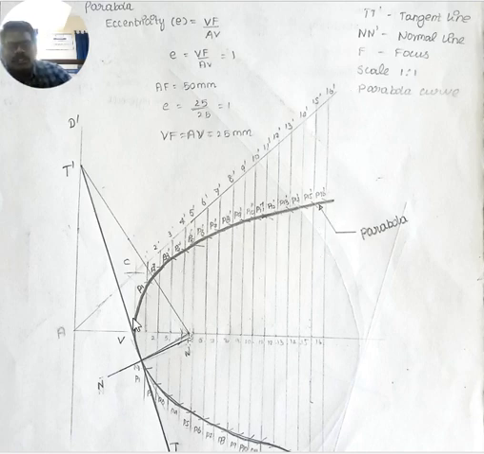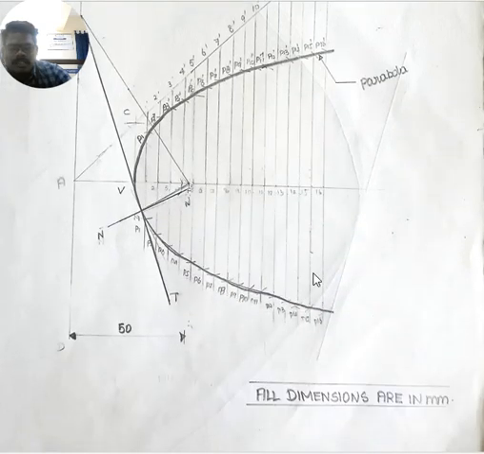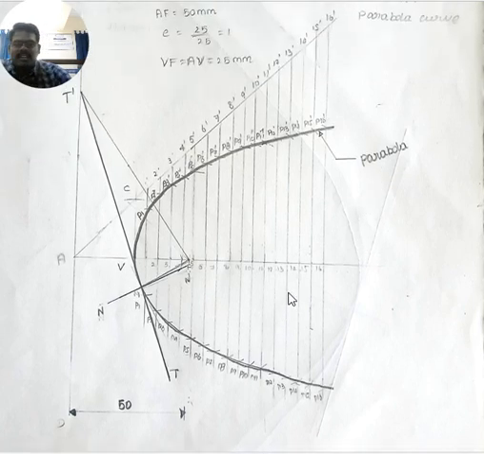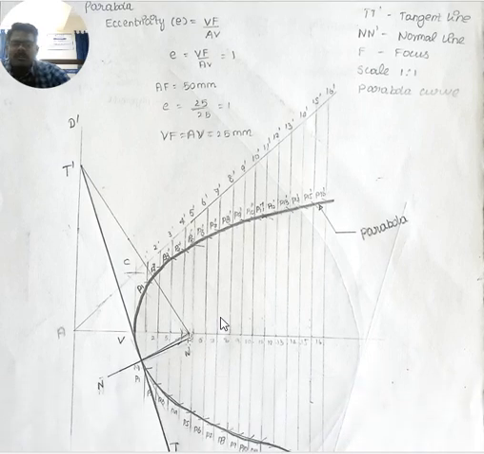After drawing sufficient arcs, you have to draw a curve passing through all the arcs from the vertex. Then you will be getting the parabolic curve. Then you have to name it as a parabola. Now we have constructed the parabolic curve. After drawing the parabola, we have to draw the normal line and tangent line at any point on the curve. That is another parameter we need to find out as per the questions.